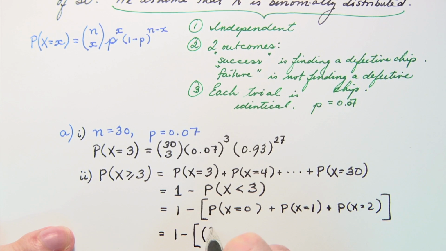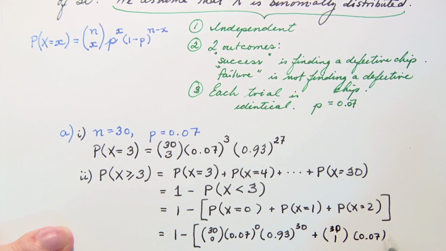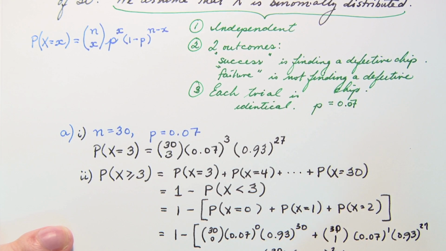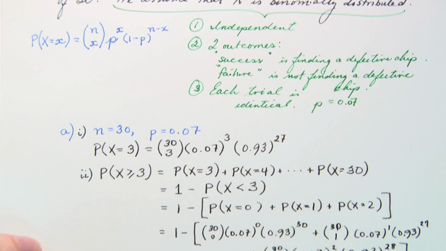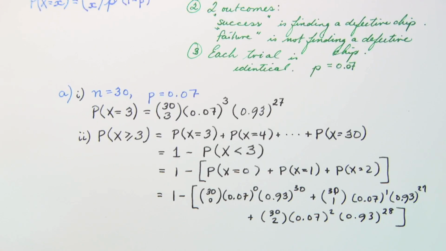So I have 30 choose 0 multiplied by 0.07 to the 0, 0.93 to the 30 plus 30 choose 1. Okay, and so you can calculate that with a calculator, but again, on the final exam, you would have something that's easier to calculate. Part B.